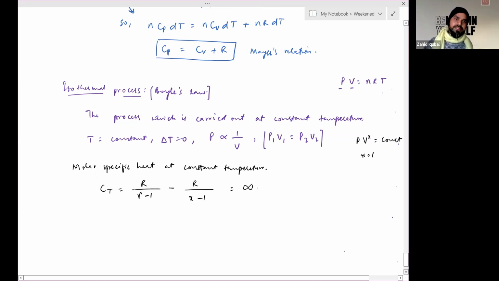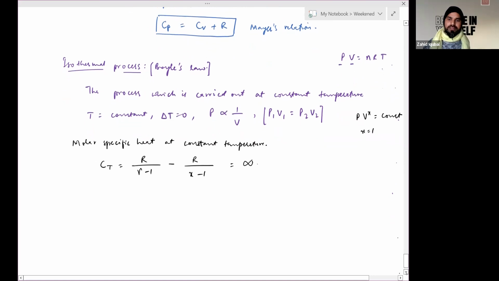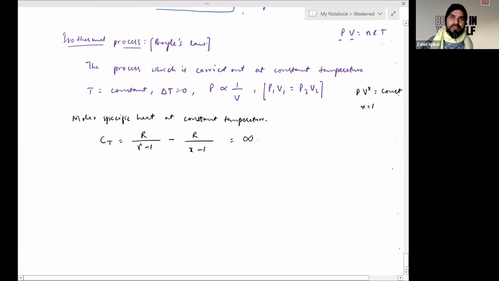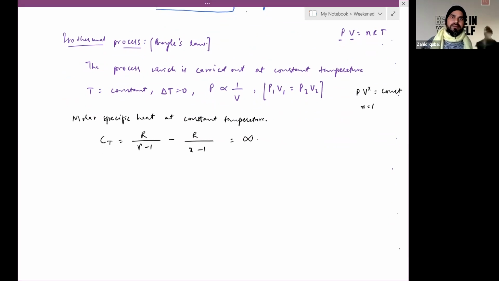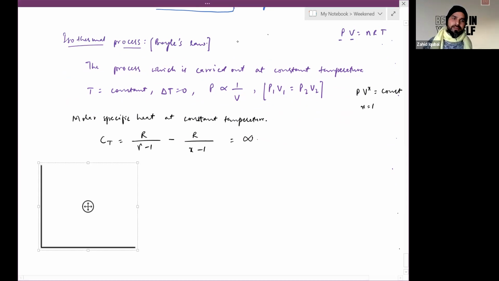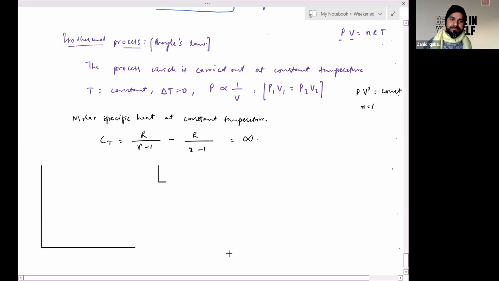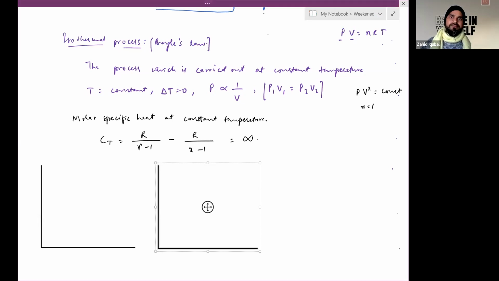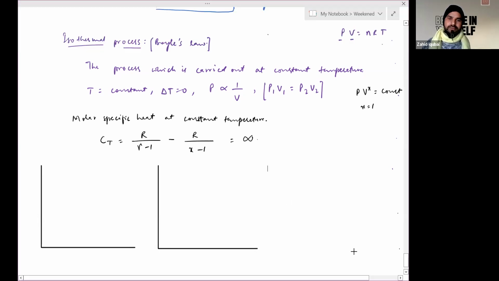Now, related to this, we have to plot curves between different thermodynamical variables. First, between pressure versus volume, second, between pressure versus temperature, and third, volume versus temperature.